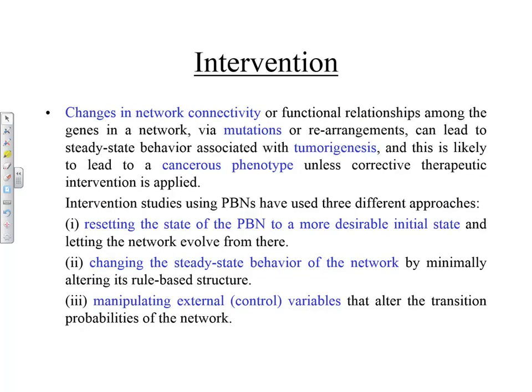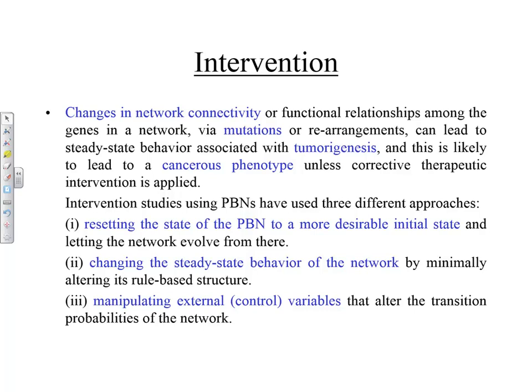Now, we talked already about probabilistic Boolean networks. If you have changes in network connectivity, let's say there is some oncogene that turns on and is permanently at 1, even if the stimulus is not there, then you could have steady state behavior that is associated with the formation of tumors, tumorigenesis, and this is likely to lead to a cancerous phenotype unless corrective therapeutic intervention is applied.